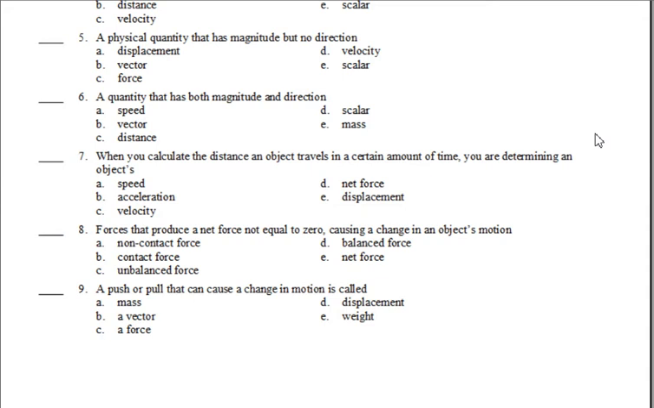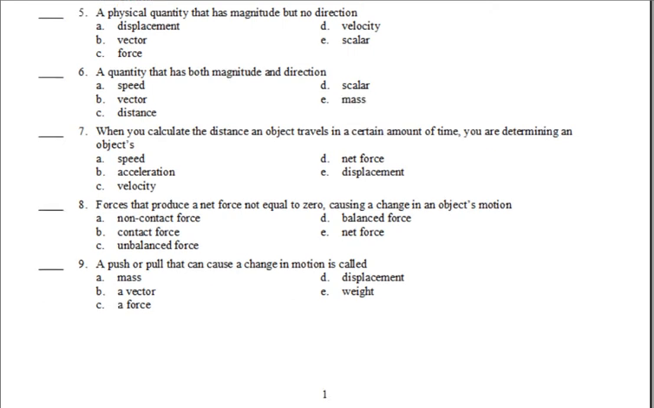Number 8, forces that produce a net force not equal to 0, causing a change in an object's motion, are A, non-contact forces, B, contact forces, C, unbalanced forces, D, balanced forces, or E, net force. Number 9, a push or pull that can cause a change in motion is called A, mass, B, a vector, C, a force, D, displacement, or E, weight.